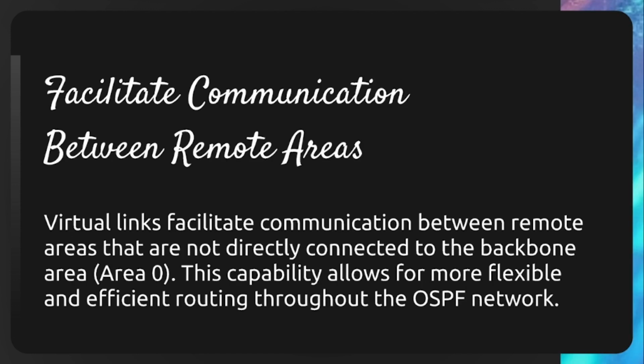And it facilitates communication between remote areas. Virtual links facilitate communication between the remote areas that are not directly connected to the backbone area. This capability allows for more flexible routing, meaning that if some area is not directly connected to area 0, definitely that will be suboptimal routing. So in order to prevent that, you can have this area connected to the other area, that is area 0, with the help of the virtual link.